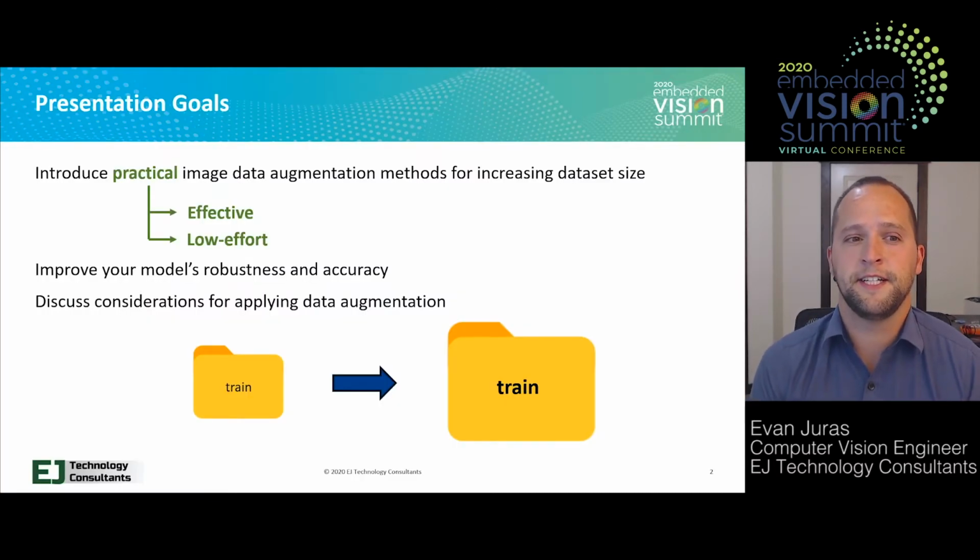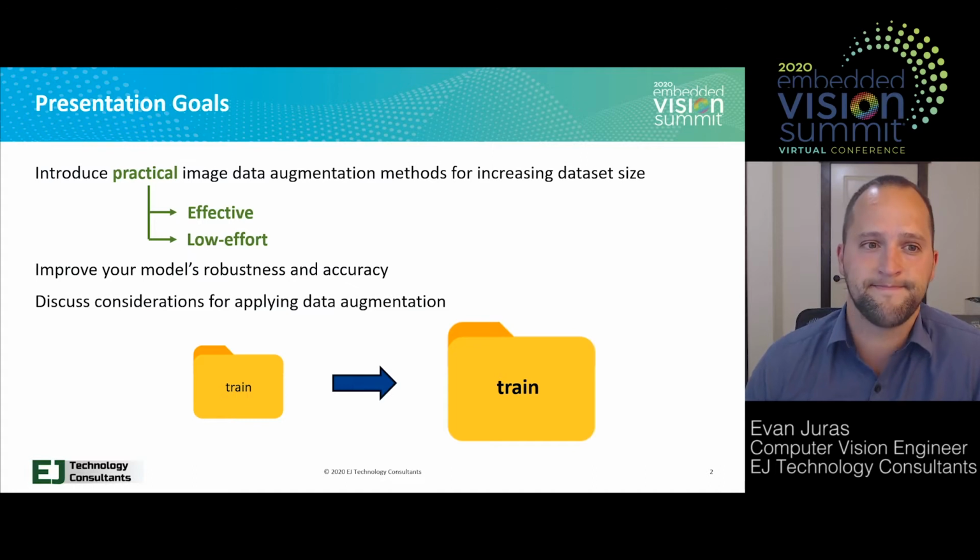My goals for this presentation are to introduce practical image data augmentation methods that you can use to increase the size of your dataset. By practical, I mean effective and low effort. Effective means that you will be able to use these methods to see concrete improvement in the performance of your object detection models, and low effort means that you will only need to spend a minimal amount of time implementing them. I'm hoping you'll walk away from this presentation with some examples, some ideas, and some tools to improve your own detection model's robustness and accuracy. I'll also discuss some considerations that you have to think about when applying data augmentation.